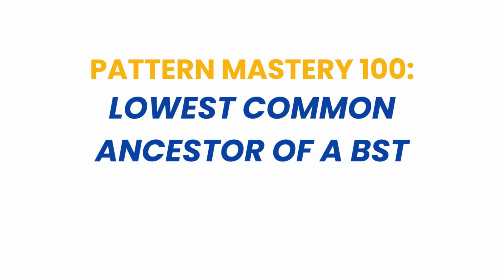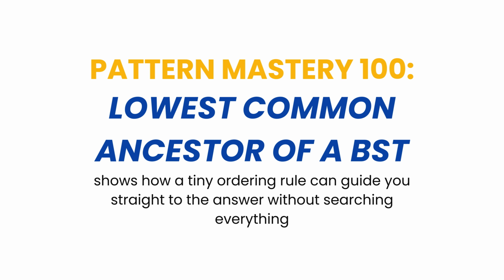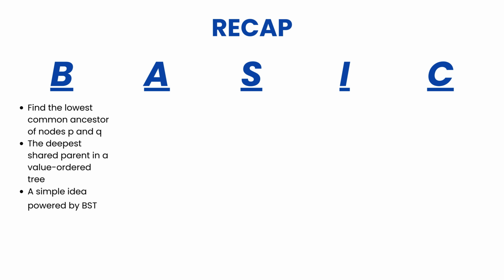If BST questions ever felt abstract, this one makes them click. The lowest common ancestor of a BST shows how a tiny ordering rule can guide you straight to the answer without searching everything. Let's do a recap. We're given a BST plus 2 nodes, P and Q. The goal is to return the lowest common ancestor, the deepest node that has both P and Q in its subtree. In plain terms, the closest shared parent in a value-ordered tree.